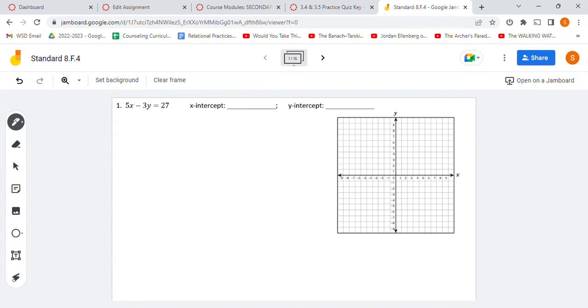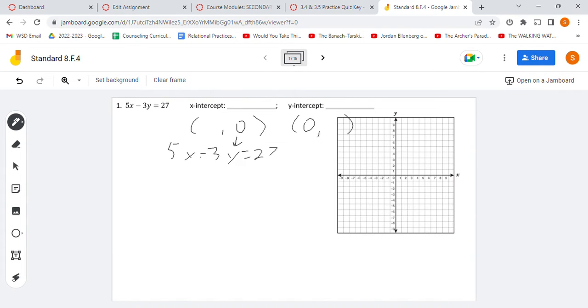For today's practice quiz, we are going to use x and y intercepts to graph and solve real-world problems. Now we need to remember our basic information: every x-intercept has a y value of 0, and every y-intercept has an x value of 0, and I expect you to use those two facts to solve for the missing piece of information. So we're going to take our equation, 5x minus 3y equals 27, and we're going to plug in the value that we know.